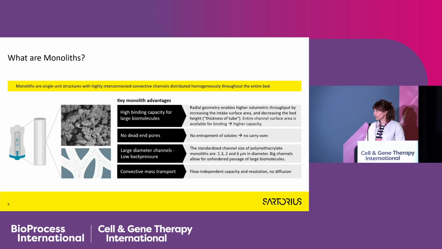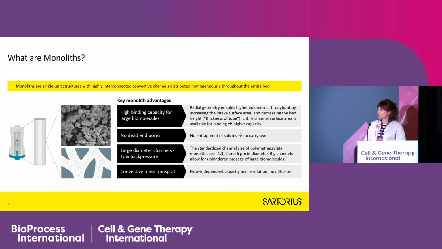And the key advantages of the monoliths are high binding capacity for large biomolecules, because there is radial geometry, which enables really higher volumetric throughput by increasing the intake surface area and also decreasing the bed height. So the entire channel surface area is basically available for binding, and this results in higher capacity. We don't have dead-end pores, which means that there is no entrapment of the solutes, and that there is no carryover if we are doing multiple runs on the monolith.